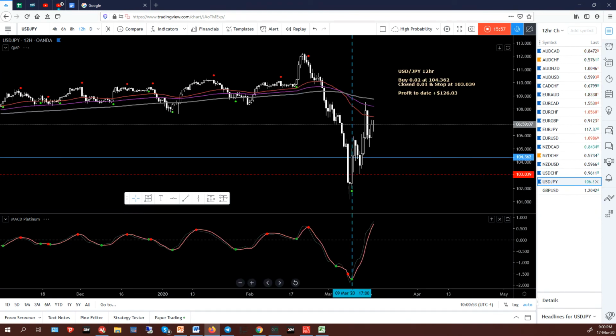USD Japanese yen, same sort of scenario. Took a buy in here, went against me, pulled up nicely, gone up into here. Through the MACD platinum's gone through the zero level, closed half, put a stop in place. Just waiting for some further action on the MACD platinum, where it look bring my stop up underneath this low here or something like that. Made a few dollars on the yen, which is good.